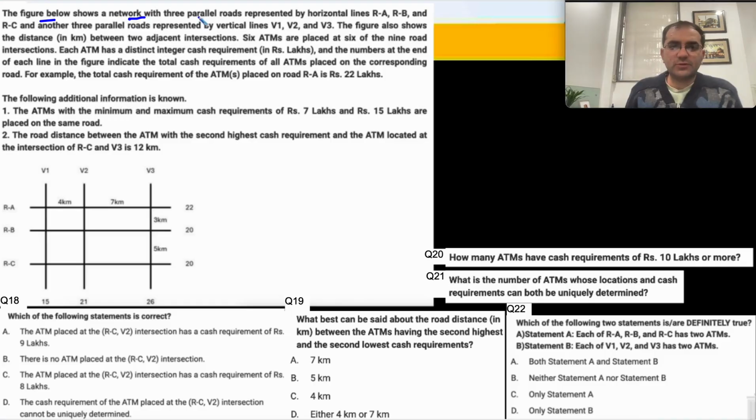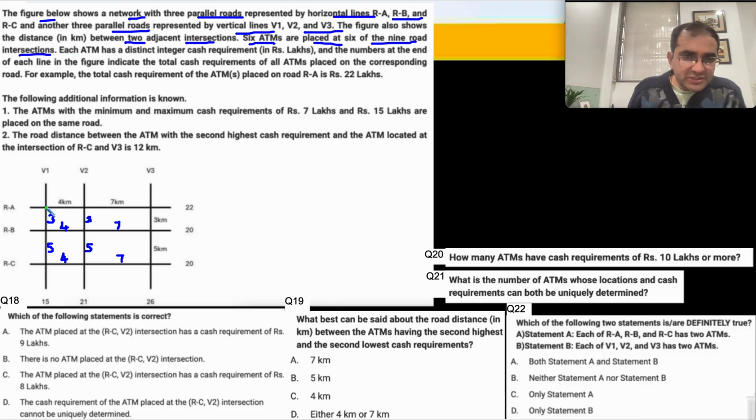Figure below gives a network of 3 parallel roads RA, RB, RC. ये 3 parallel roads RA RB RC, and another 3 parallel roads, vertical lines V1 V2 V3. Figure also shows the distance between 2 adjacent intersections. So all these are 4 4 4, 7 7 7, and यहाँ पे 3 3 3 and 5 5 5. Distance दे दिया है. There are 6 ATMs placed at 6 of the 9 road intersections.